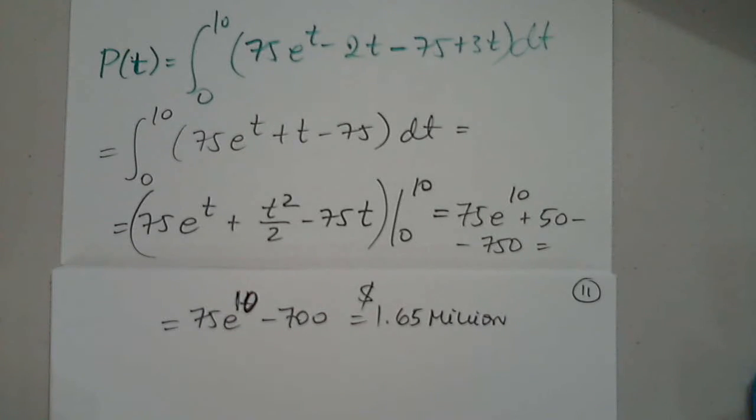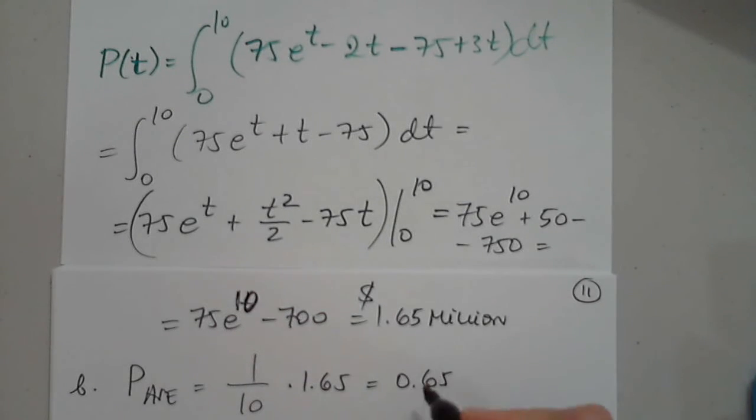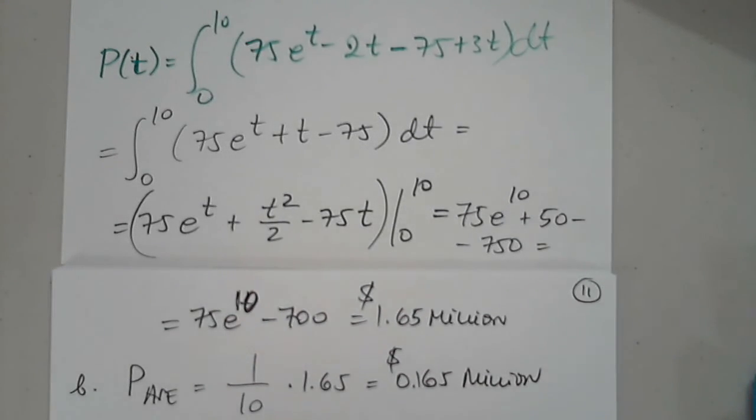Find the average daily profit for the first 10 days. So what do you think? It's the same thing, except it has a 1 over 10 in front, right? So in part B, profit average is 1 over 10 times this number. So 0.6165 million. Good, good pick. Thank you.